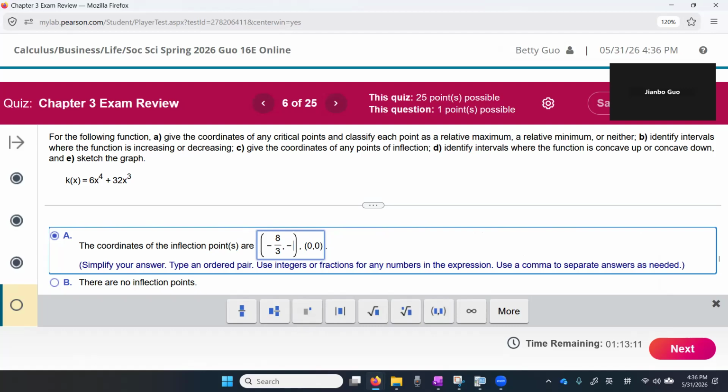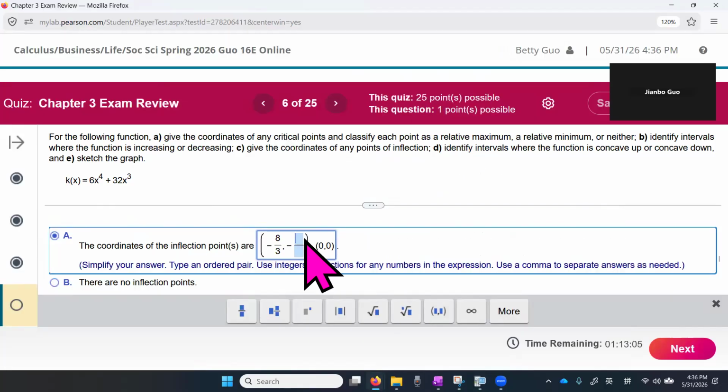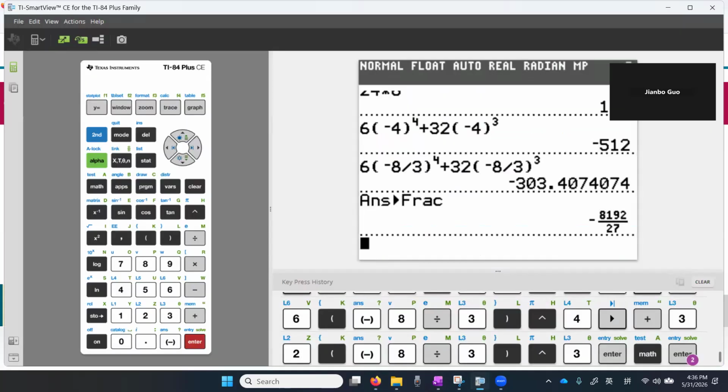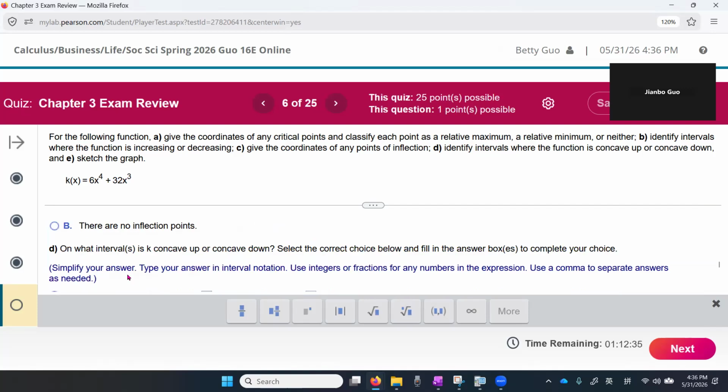Double check. Negative 192 a to the fourth over 27. Okay, all right, I think that's it. The two inflection points. I use the calculator to find the corresponding y value for each x. Those x's make f double prime equal 0. And part D, on what intervals is the function concave up, concave down.